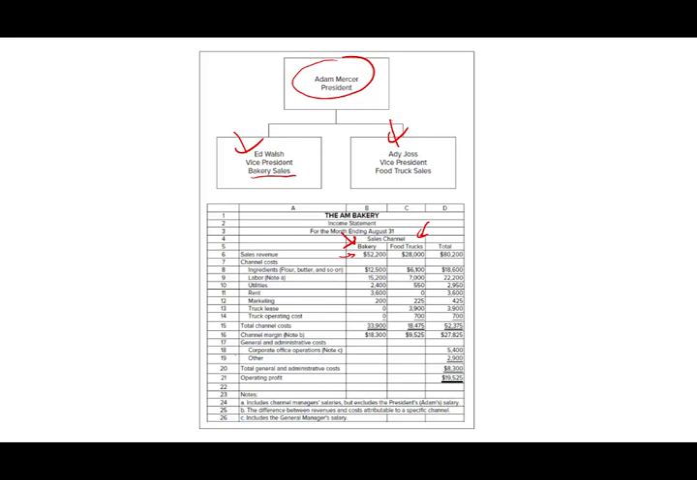Now then we have some common cost, for example, corporate office operation. Look at note C. It says include the general manager salary, which is this 5,400, you cannot put it for bakery or the food truck. It covers both. Same thing with other. So there's another 2,900 here. Those are what's called common costs. And we'll talk about that later on.